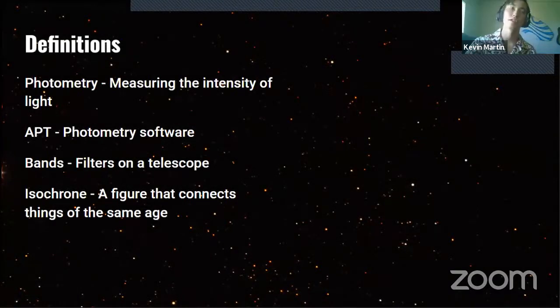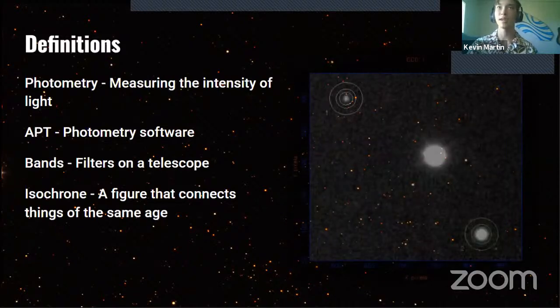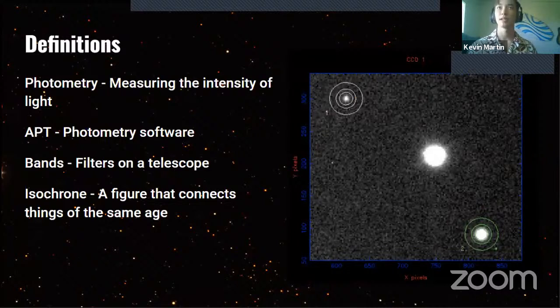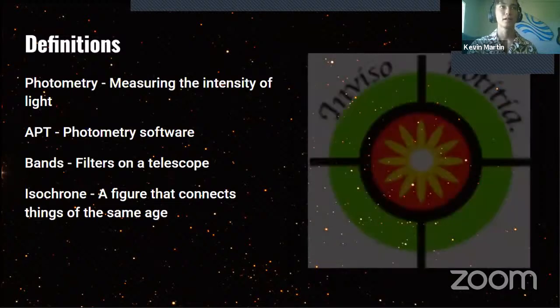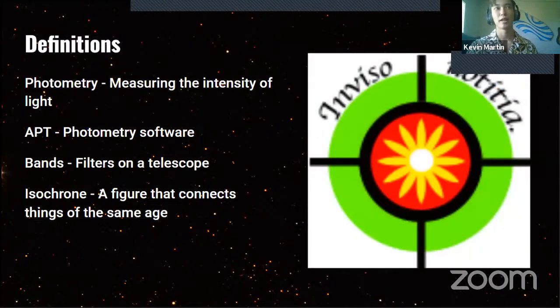So I'm going to go over some basic terminology that we use. Photometry is measuring the intensity of light. If we have an image from a telescope like this, photometry is basically looking at these points of light coming from the stars and then measuring how bright they are. APT is the software that we use to conduct this photometry.